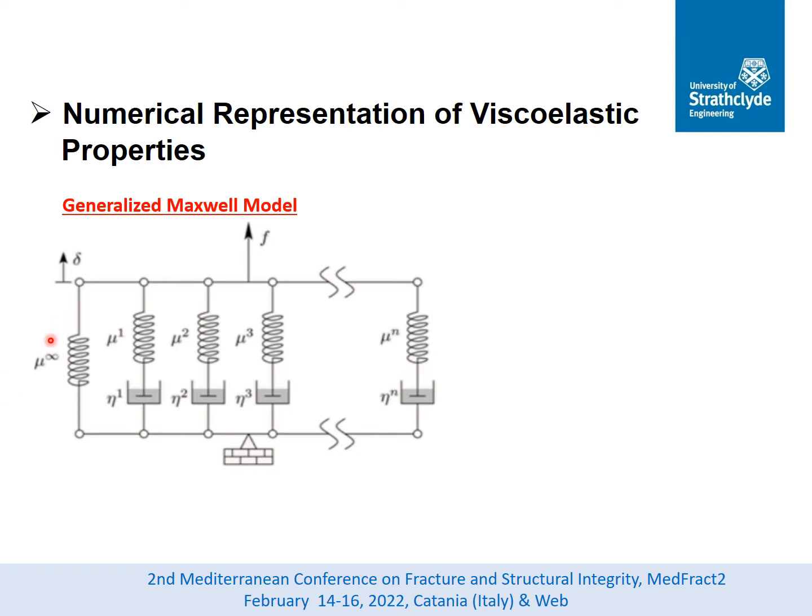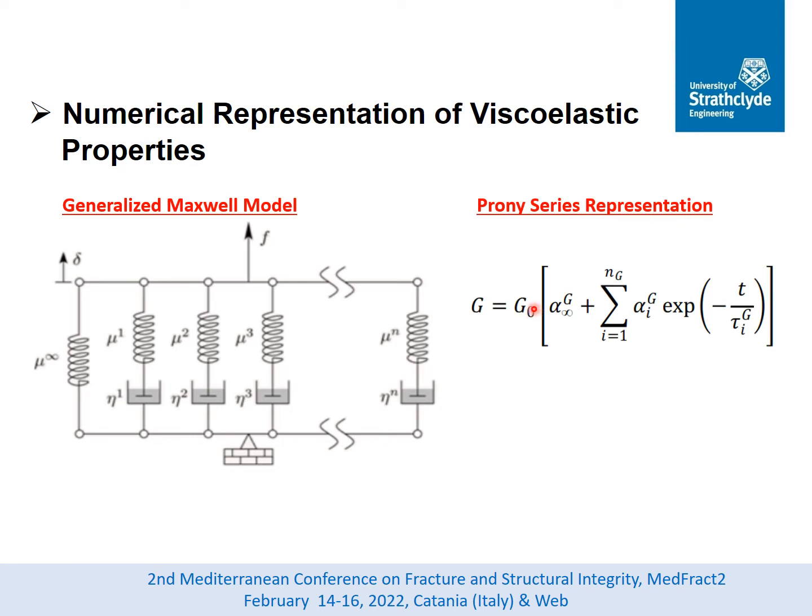In the generalized Maxwell model, mu represents the elastic constant, while the viscosity of each Maxwell element is represented by eta. In the generalized Maxwell model, the relaxation of shear modulus is represented by a Prony series. In this Prony series expression, alphas are related to the elastic constants, or mu. Tau is defined as the relaxation time for each Maxwell element and can be expressed as the ratio of viscosity to the elastic constant of the associated Maxwell element.